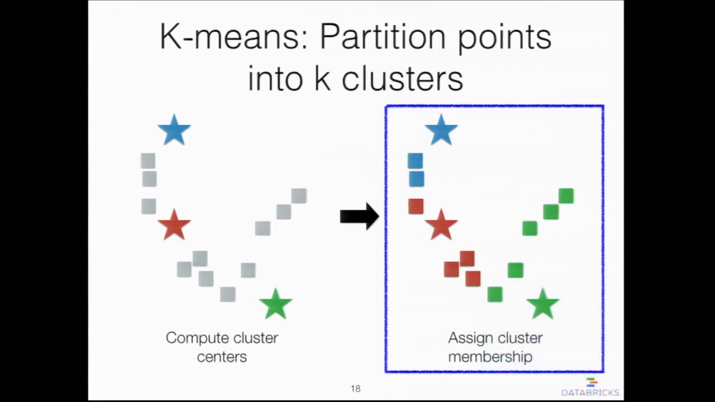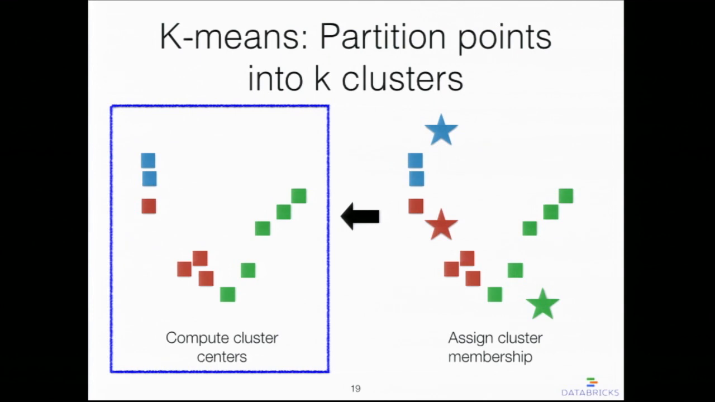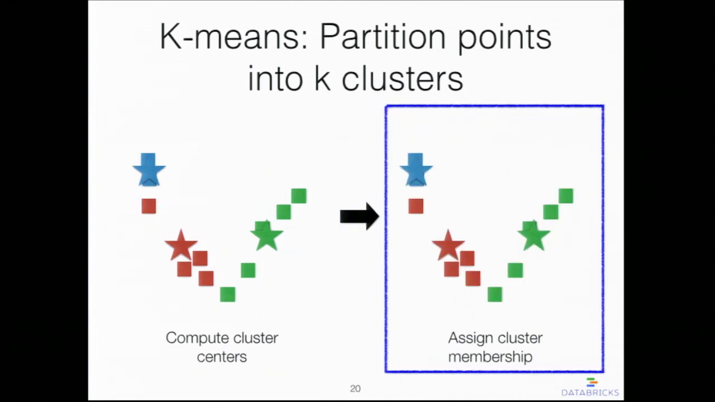All right, so we do that. And now we want to go back to computing cluster centers again. Now we have these colored points, and each cluster is represented by the subset of points within it. We can recompute a cluster center just by taking the average of all the points within the cluster. So now we have new cluster centers, and again we repeat by assigning cluster membership. You can keep doing this until you run it for a max number of iterations, or until it converges to some minimum. All right, so that's how k-means works.